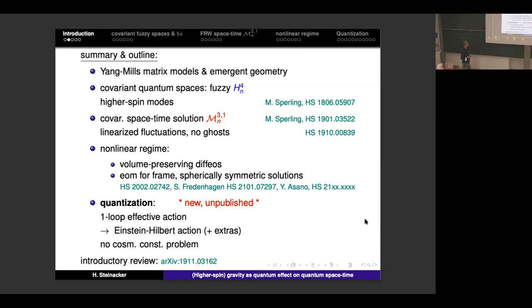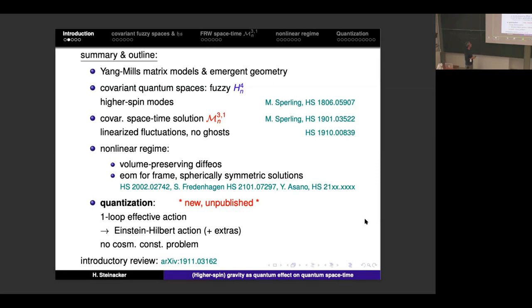Okay, so this was the rough idea. And here's the outline of what I plan to do, and I hope to get to the last point. First I will explain a little bit how you should think about these matrix models and how to make geometric sense of them. Then there will be some types of covariant quantum spaces, which are solutions of this model. One of them I will explain in some detail, but I won't have much time to explain everything. These are very remarkable spaces, fuzzy spaces.